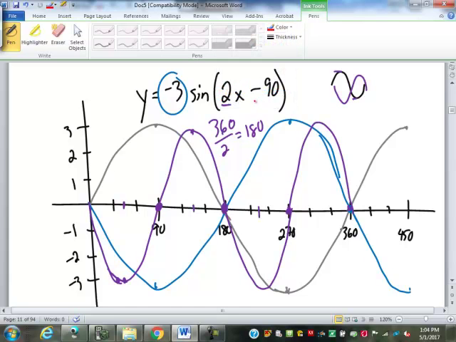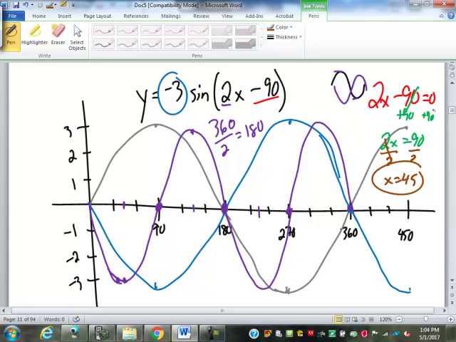Now we got to do the phase shift. 2x minus 90 equals 0. Add 90. So 2x equals 90, then what? Divide by 2, x equals 45.